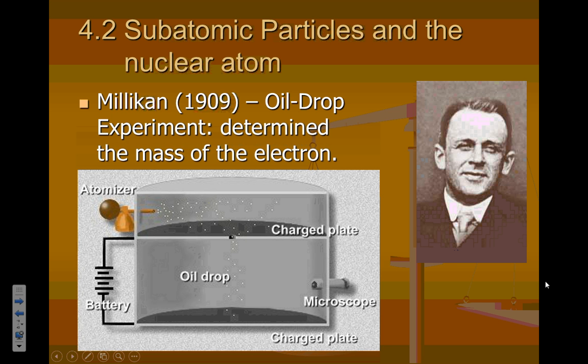And what happens is when you squirt it, the liquid that's in there gets dispersed as uniformly sized little tiny droplets. Now those droplets are more dense than air, so they're going to fall. So in that top chamber, they basically fall down. Now there's a charged plate in there with a hole in it.